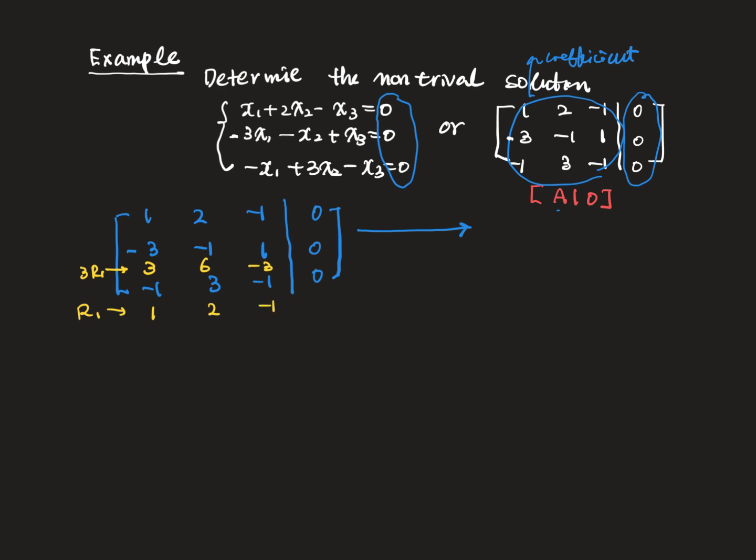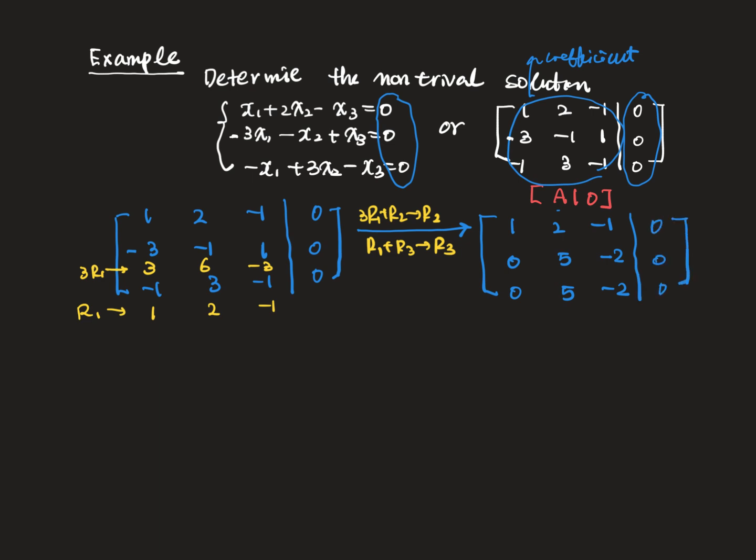So 3R1 plus R2 goes to R2. R1 plus R3 goes to R3. Okay, so you have the new augmented matrix 1, 2, -1. Then 0, 5, -2. Here is 0, 5, -2. Right here, 0, 0, 0.